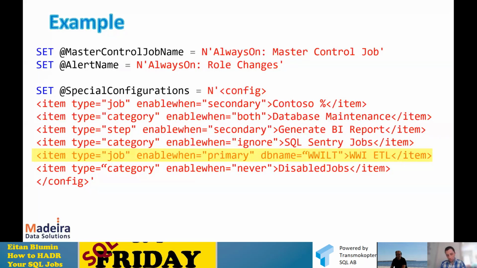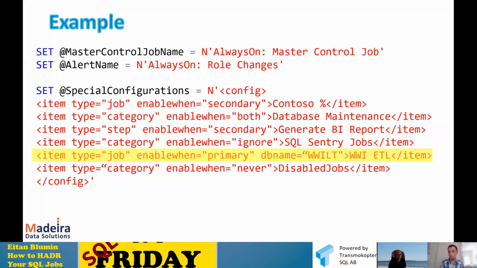What about jobs that actually don't have a database context? Database context is something that is relevant to T-SQL steps, but what if I have other types of steps such as SSIS, SQL Server Integration Services, or maybe PowerShell or Command Exec? They don't have database context. So I can create a rule that would still check these jobs, and I would tell the rule which database I want to check, instead of the rule trying to look for the database context of these jobs.